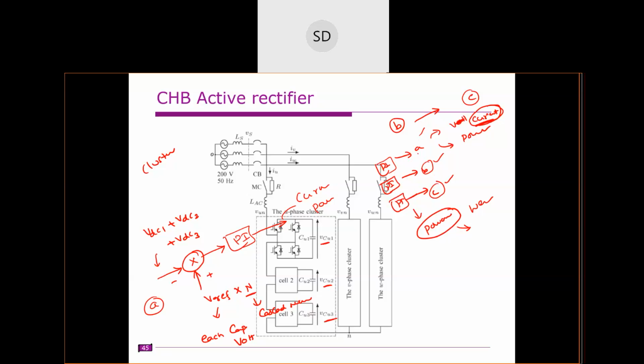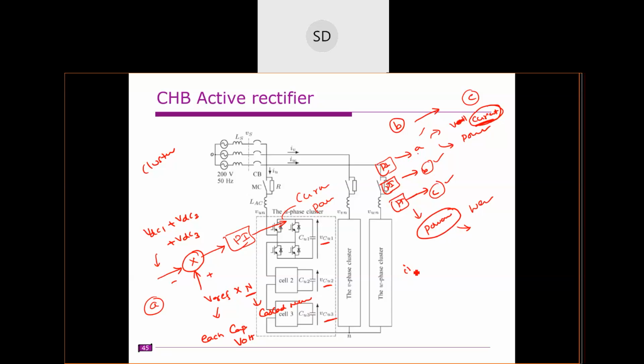If you assume that it is in the current nature for another circuit, all these things we need to give to another current controller. So if it is in the current form, we do not add all these outputs of this PI controller. If it is in the power form, we need to add all together. So this is the cluster voltage balancing.